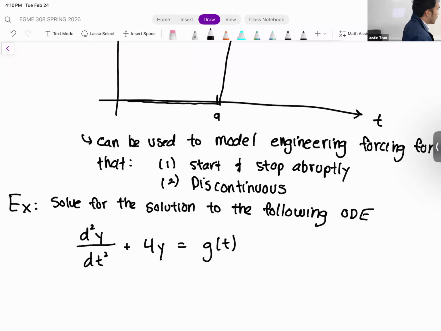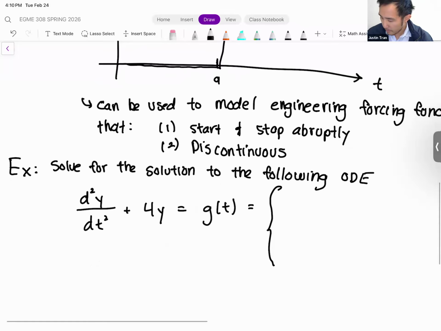Right, so the differential equation is fairly straightforward. We just have a second order derivative plus 4y. But what's going to be interesting here is this forcing function g of t. This forcing function, we're going to give it a piecewise definition. And so it's going to have a value of 0 when t is less than 5.